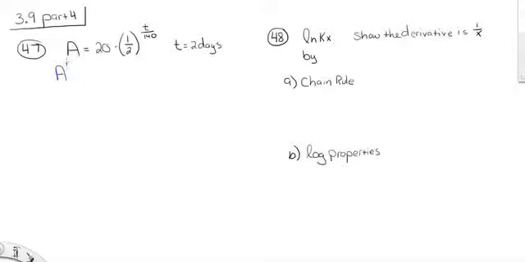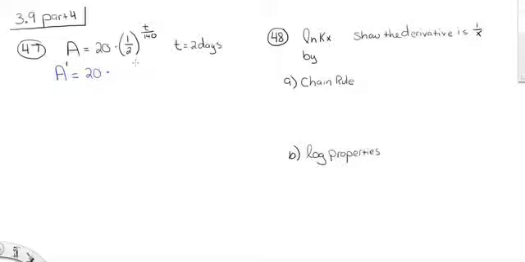So the derivative of A is going to be 20 times, and now I have to do the derivative of (1/2) to the t/140. So this is the a to the u rule, and we know that the derivative of a to the u is a to the u natural log of a du/dx. Okay, so check your notes.